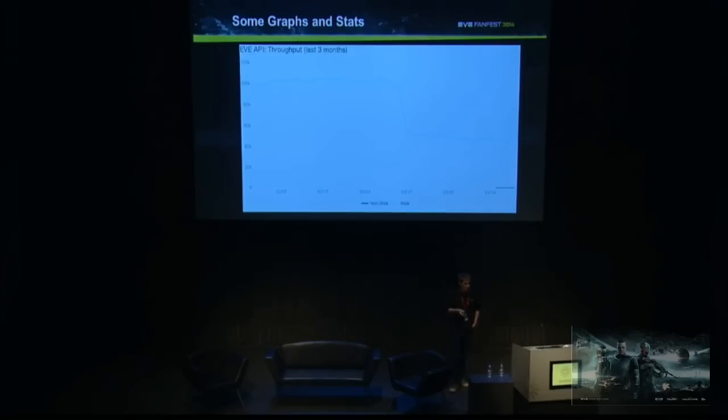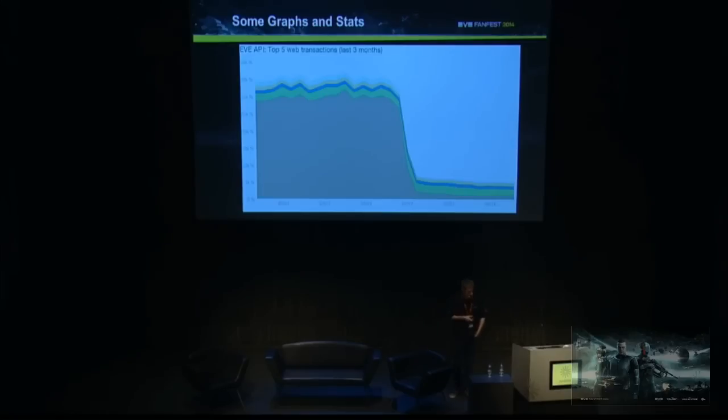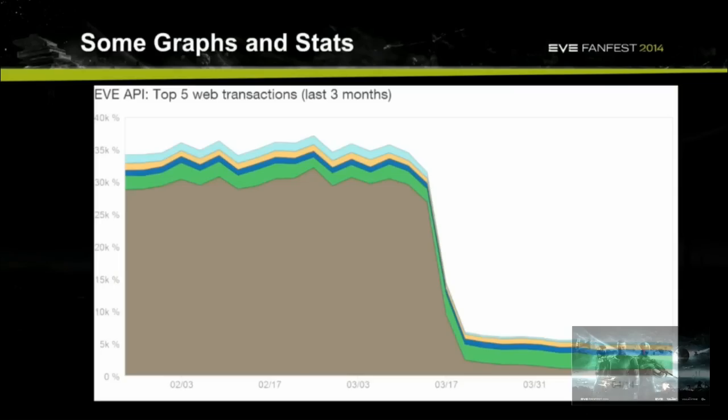Related directly to that, this is, without names assigned to it because I'm terrible, the colors represent different endpoints. You'll notice that pretty much only one endpoint was causing all of that load. It's great. Again, thanks for that fix.